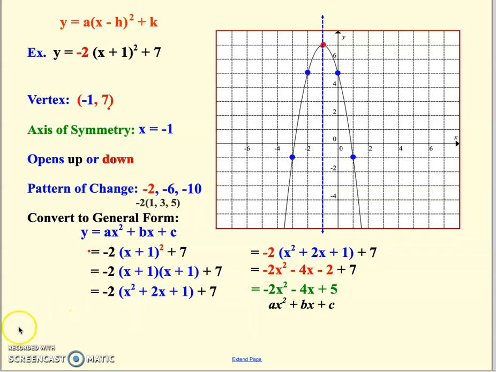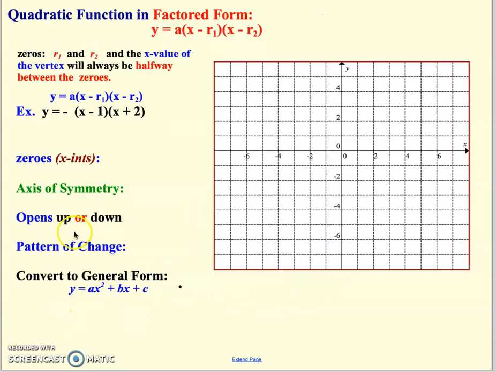Okay, let's keep moving. So let's switch over to factored. Factored is a little bit different. In factored form, we have what are called our zeros, which actually are x-intercepts. So the r1, r2 are zeros. It's not a vertex, so you've got to get that idea out of your head. It's a different format, different thing to pull out of there. But what your zeros are simply are these numbers.